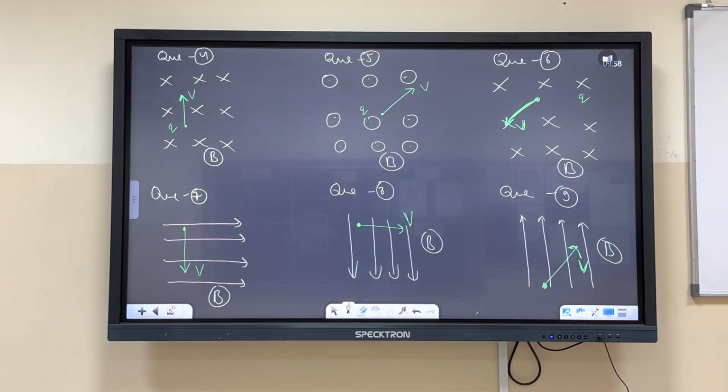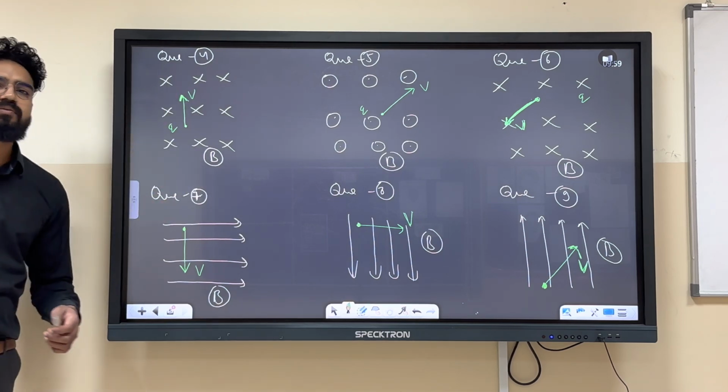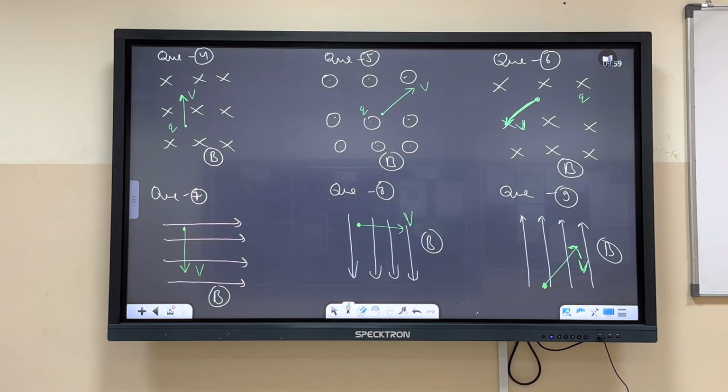Okay. So pause the video and try to do the question. Move your right hand. Firstly, point the fingers in the direction of what? Velocity, and then curl them in the direction of what? Magnetic field. Okay. Done. Pause the video.